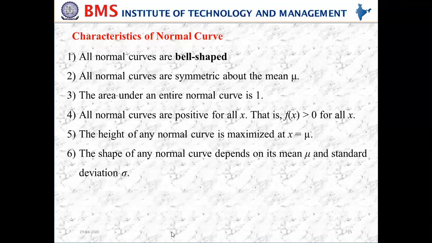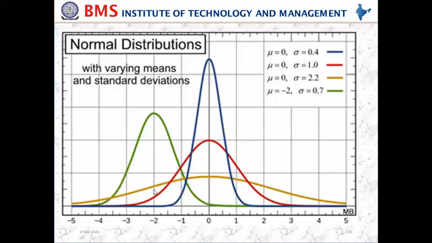Next are the characteristics of the normal distribution curve. All normal curves are bell-shaped. All normal curves are symmetric about the mean, and the area under the curve is 1. The height of the normal curve is maximized at x equal to mu, and it depends only on the mean and standard deviation. This graph represents the difference with mean value. Here are three graphs which have the same mean value with different deviation, and this curve, in green color, has a different mean.